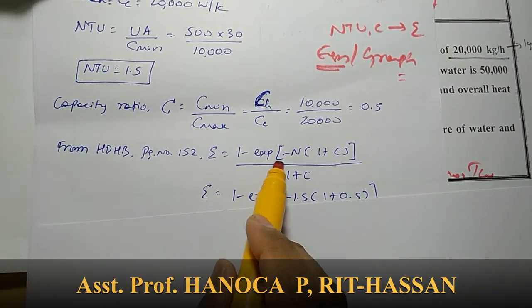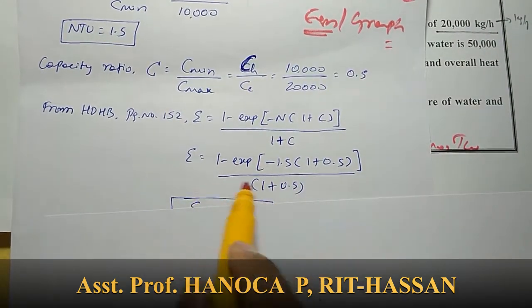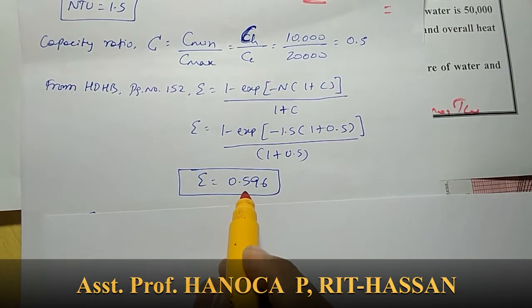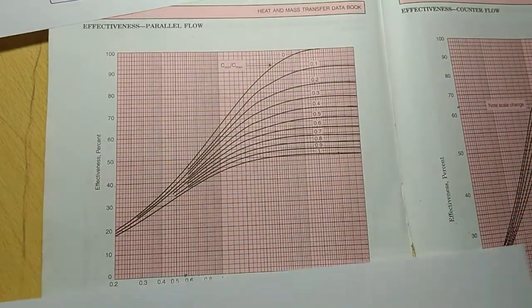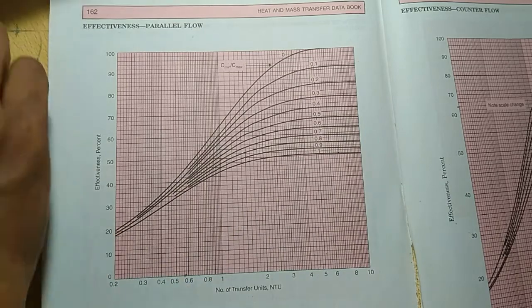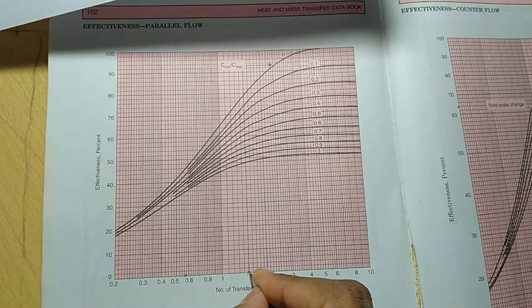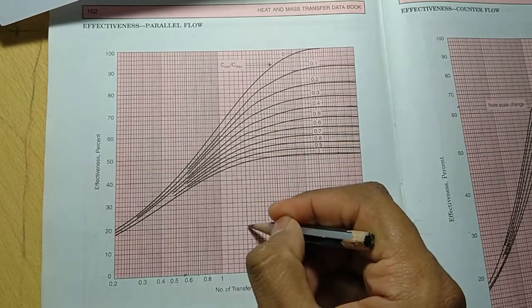Parallel flow heat exchanger. Take this equation, substitute the values here. Effectiveness is equal to this one. Effectiveness is equal to 0.596. Even if you go for the graph method, NTU is how much? NTU is 1.5 here, and the C is 0.5.